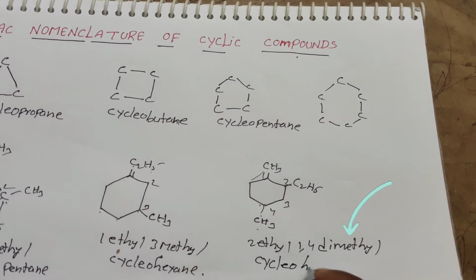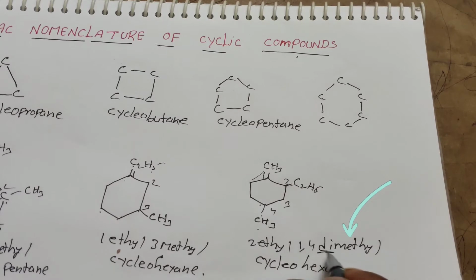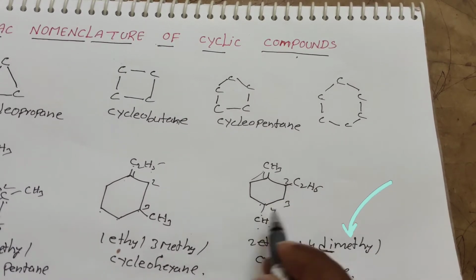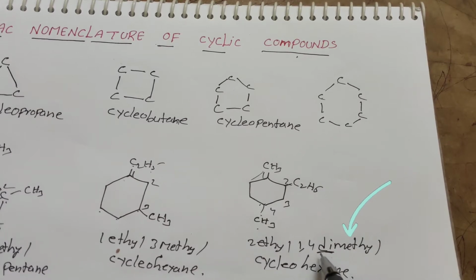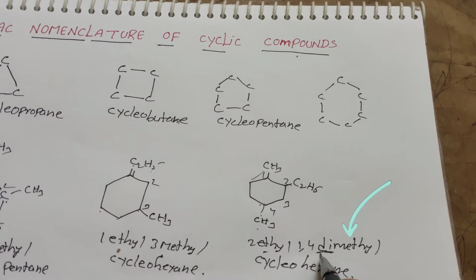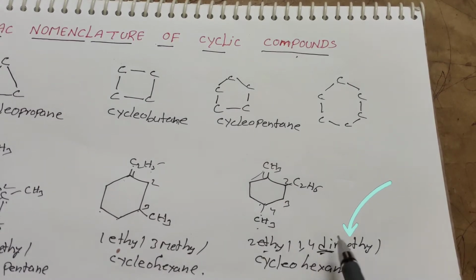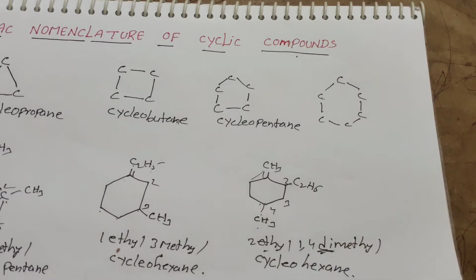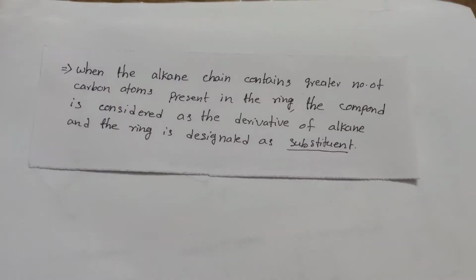And here, di is nothing but an indication that the same group is present two times, but here we do not consider di for alphabetical order, the first letter is e of ethyl. That's why writing 1,4-dimethyl-2-ethyl is wrong. Okay, students, this is one of the rules.